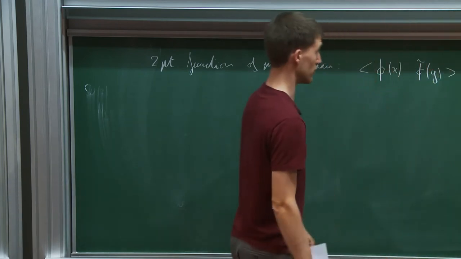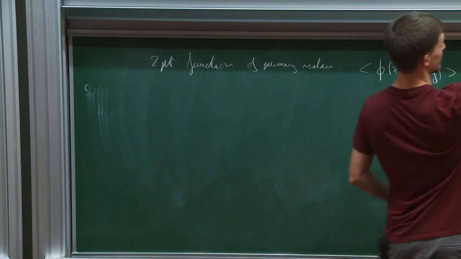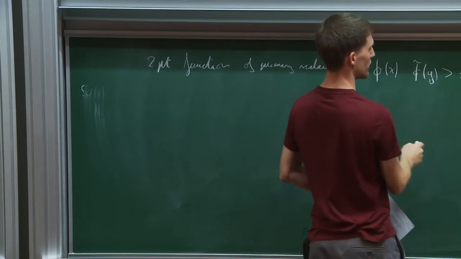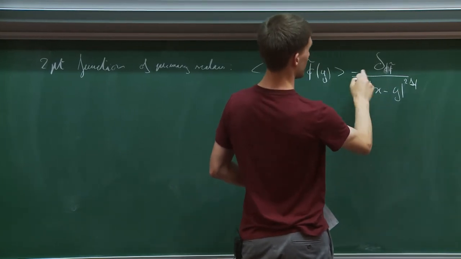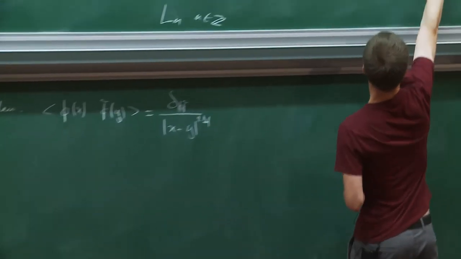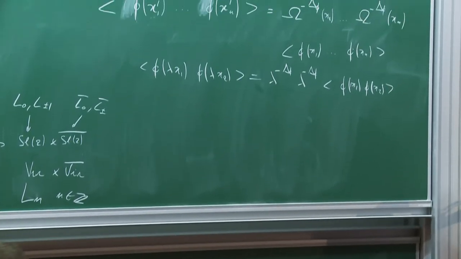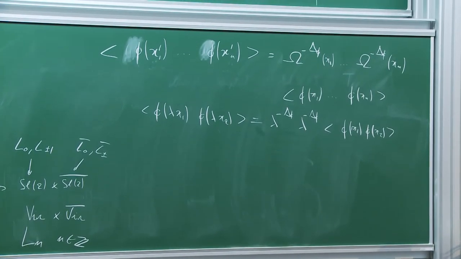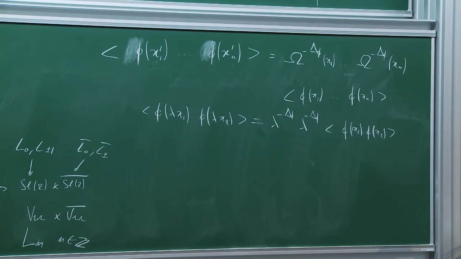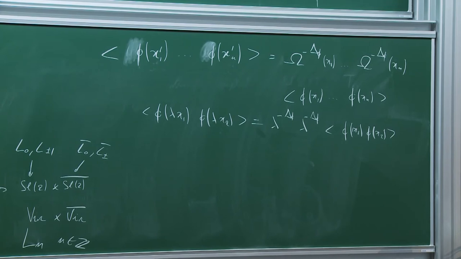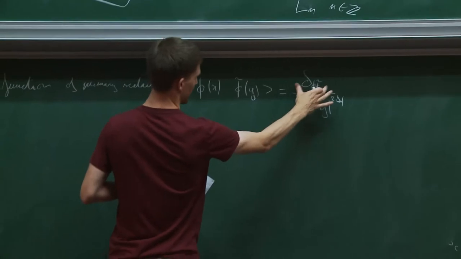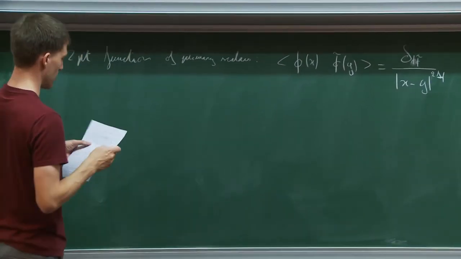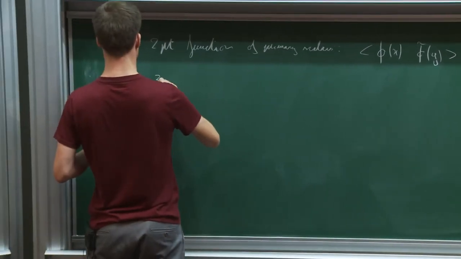And the coordinate dependence is just given by this. So in particular, you can see that this property holds. If I rescale these two coordinates, I'm going to get an overall factor over here, lambda to the minus 2 delta phi, which is precisely this type of a factor. So two-point functions are completely fixed by conformal invariance once you choose their normalization and once you fix your basis of operators. And in that basis, I can take them to be diagonal. Or I can choose a basis such that they are diagonal.